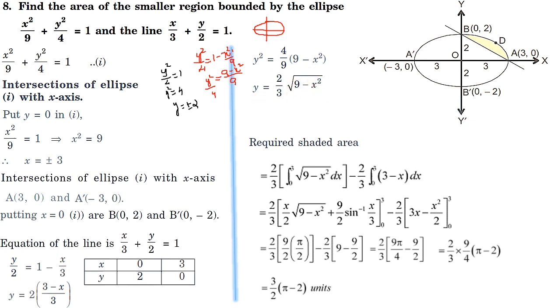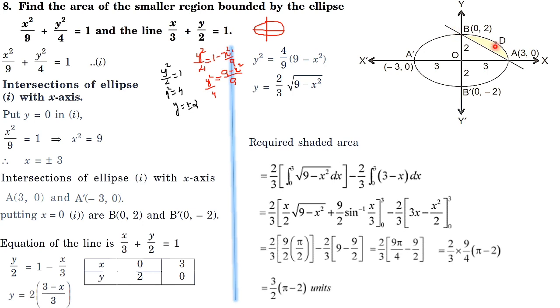Keep it ready. Draw the diagram. Okay, the original diagram: there is an ellipse we have discussed here, flattened towards the x-axis, meaning the major axis is the x-axis. The intersections we have got are (0, 2), (0, -2), here (3, 0) and here (-3, 0). Mark A, B, C, D and so on. According to the question, find the area of the smaller region bounded by the ellipse and the line. Area of the smaller region.